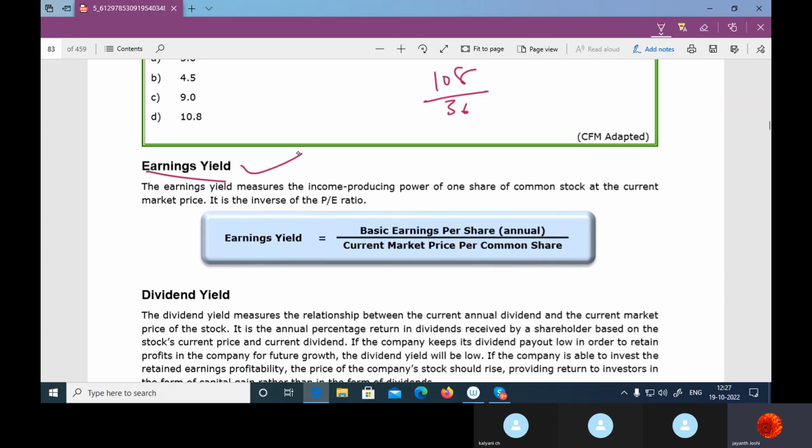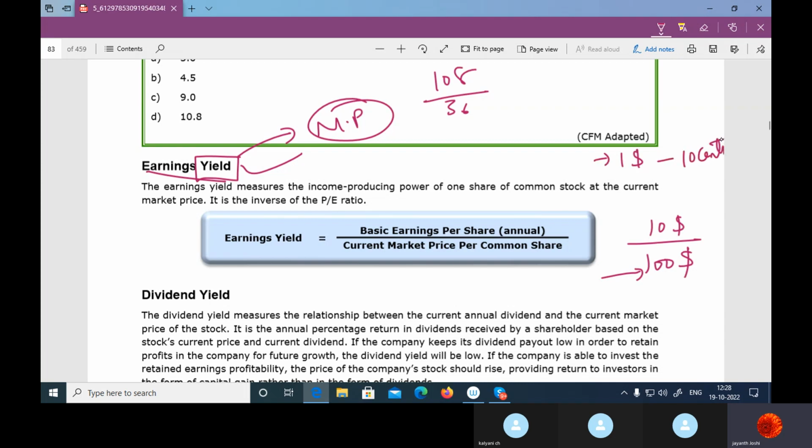Earnings yield. When I speak about yield, what should always come to your mind is market price. Every investor would want to know for a $1 investment what he has done, how much is he getting. Suppose I have spent $100 for a stock, and the EPS, the earnings I got as a shareholder for one stock, is $10. So definitely what I understand is, for $1 invested, how much profit have I made? 10 cents.